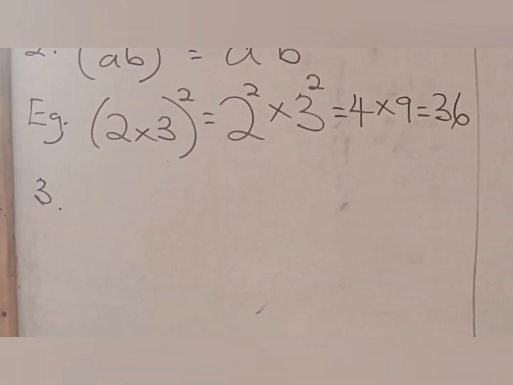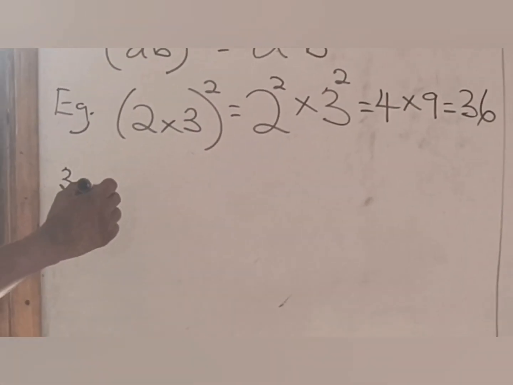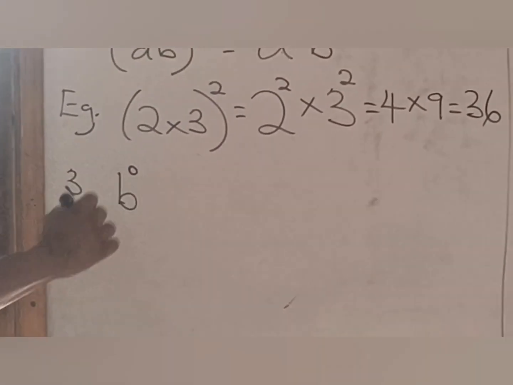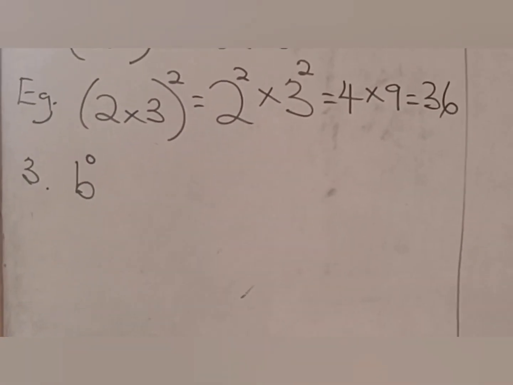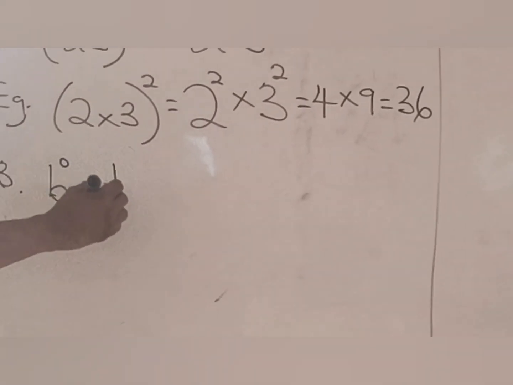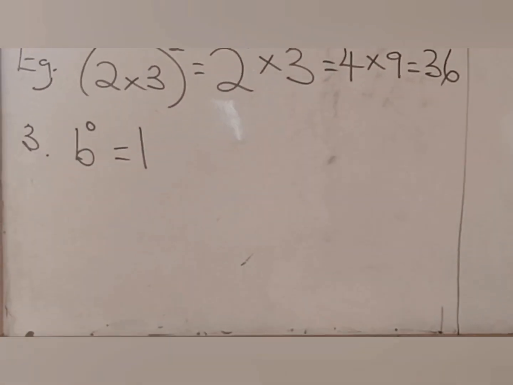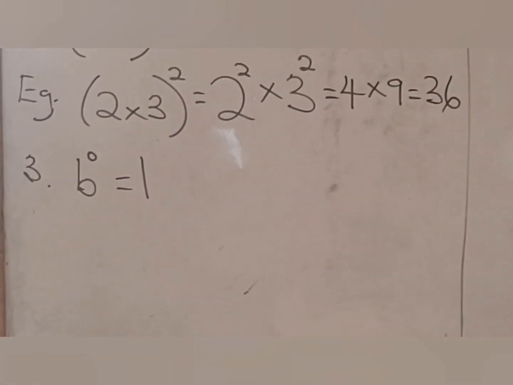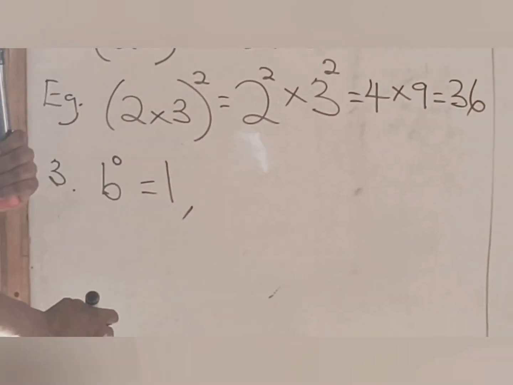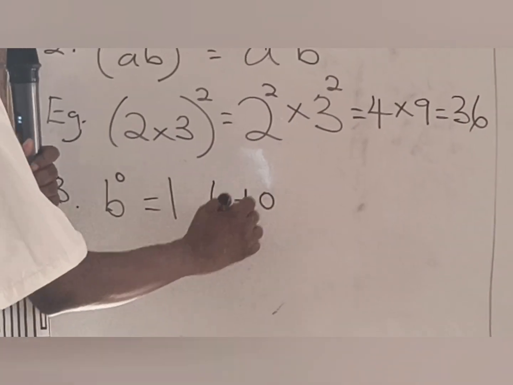Are you all here? Anytime you raise a non-zero number to the power 0, you get what? 1. Are you all here? Anytime you raise a non-zero number to the power 0, you get what? 1. So B is not 0.